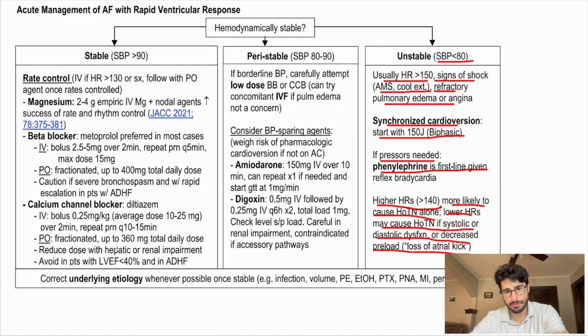So the stepwise approach that we discussed, classifying patients into stable, peristable, and unstable, is going to provide a clear framework for managing AFib with RVR in acute settings. And remember, as always, once stabilization is achieved, addressing the underlying etiology is going to be essential to prevent recurrence and guide long-term therapy.